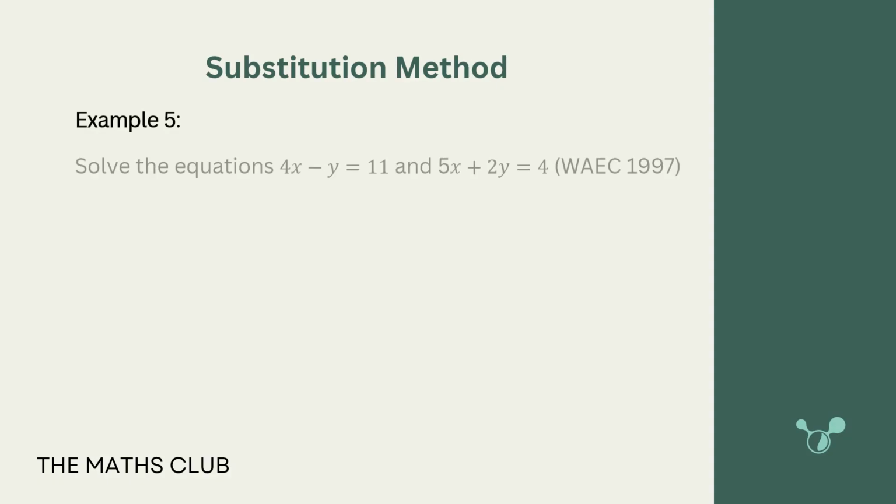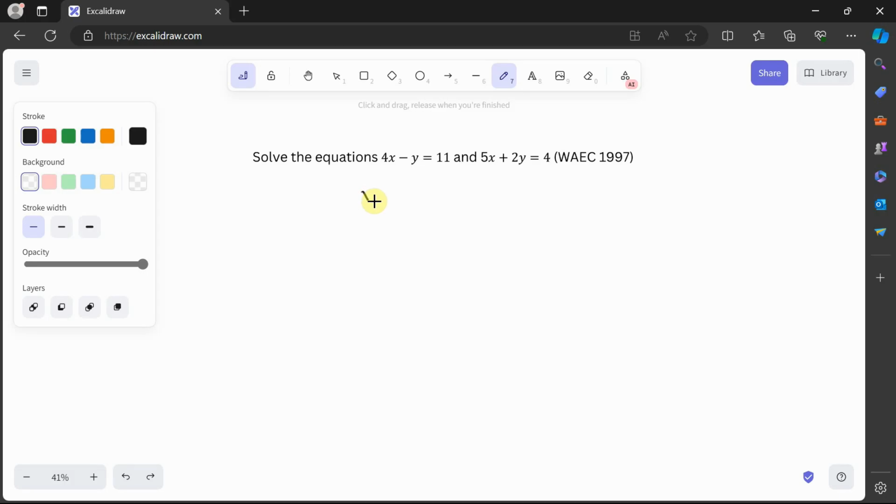So let's see this example. It says solve the equations 4x minus y is equal to 11, 5x plus 2y is equal to 4. Let's solve this together. So we have 4x minus y is equal to 11 as our equation 1, and then 5x plus 2y is equal to 4 as our equation 2. So we're using the substitution method. It's better for me to make y the subject of the formula from equation 1.